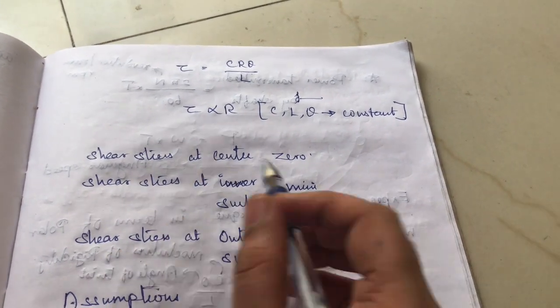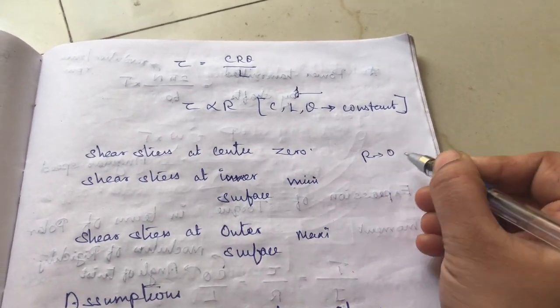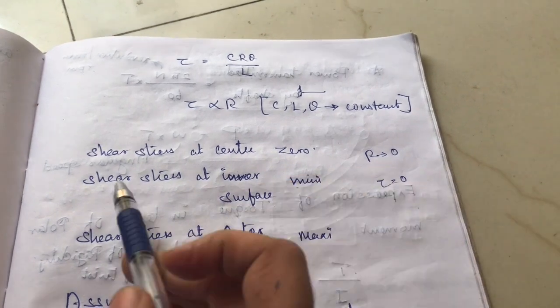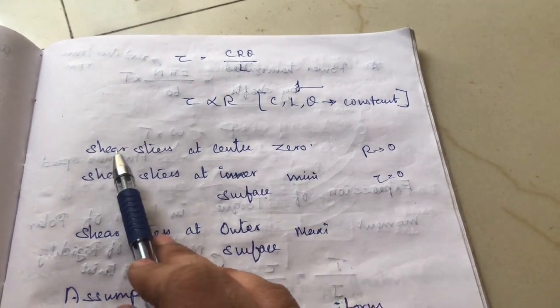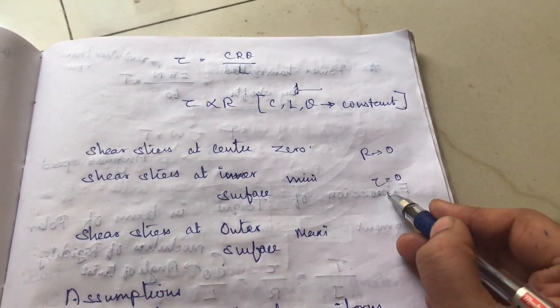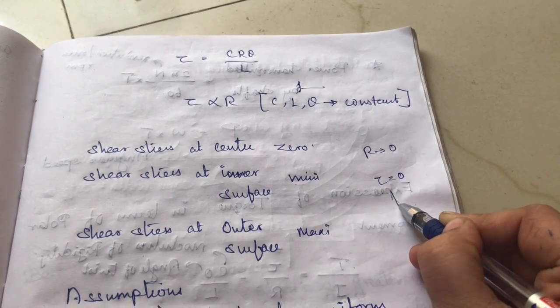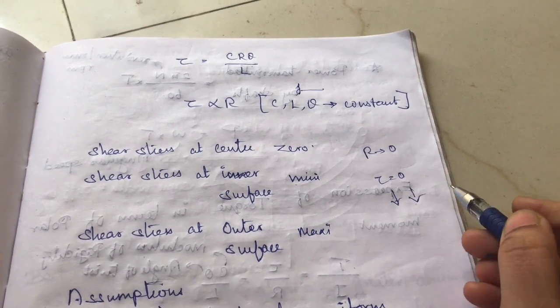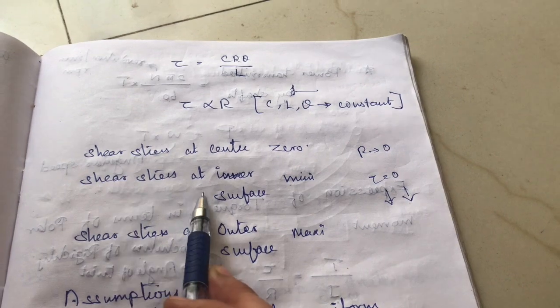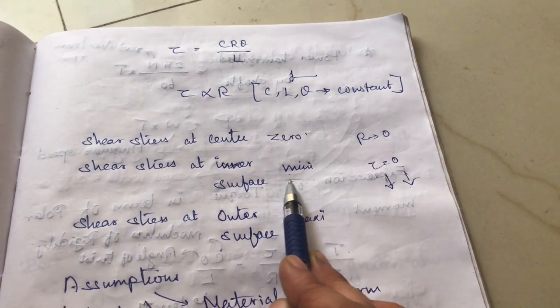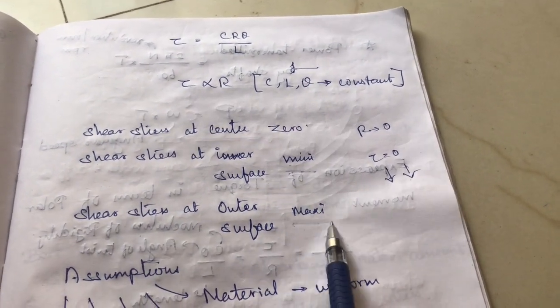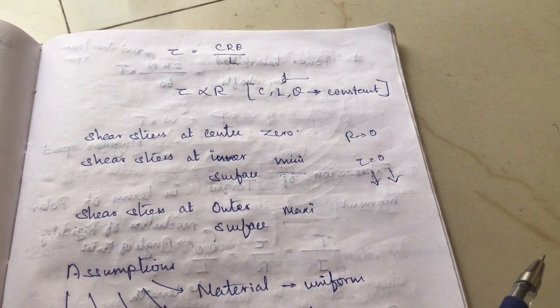So we can easily say when the radius is 0, the tau is also 0, right, at the center point. And as the radius starts increasing, the tau also increases. So the shear stress at the inner surface will be minimum and at the outer surface will be maximum.